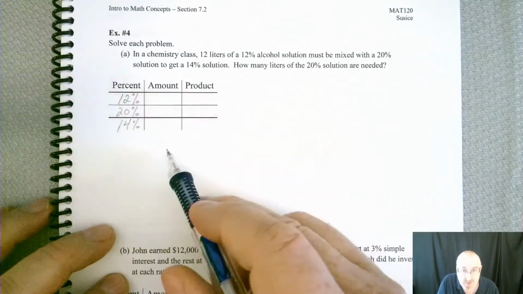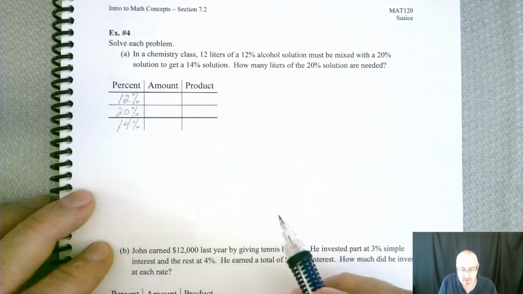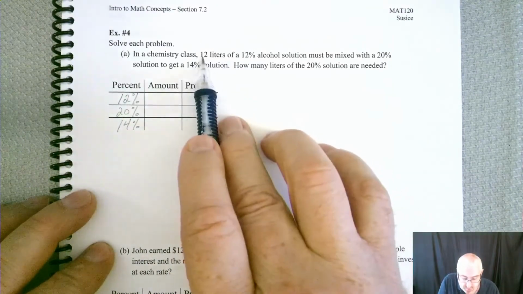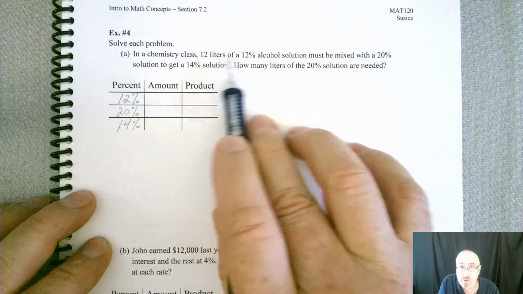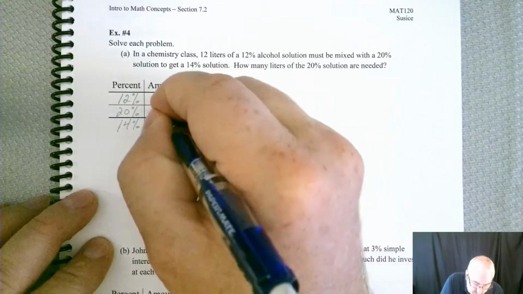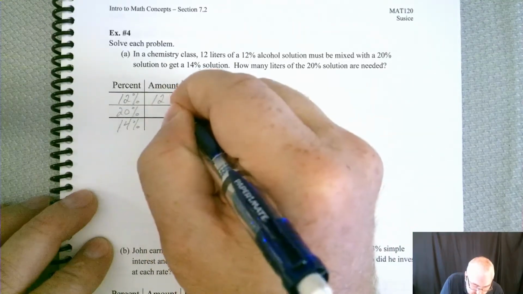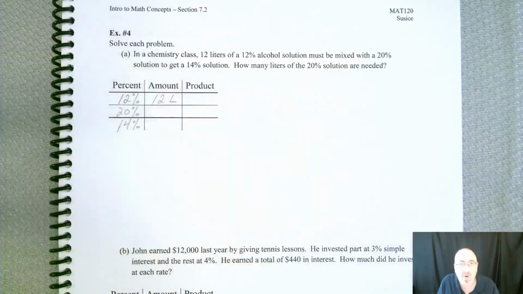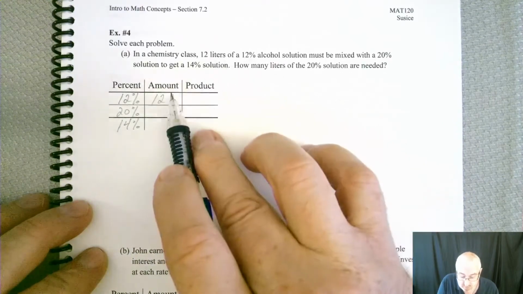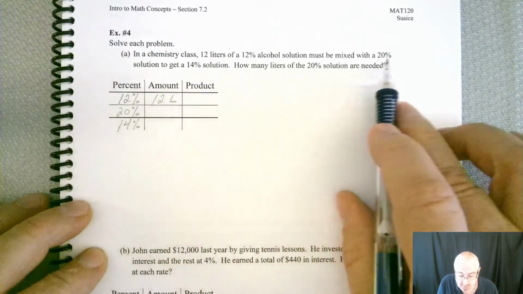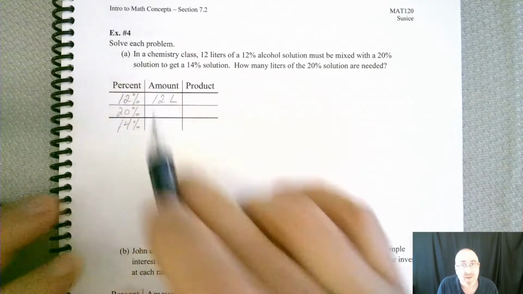Now, the amounts are a little trickier, but let's see what we got. The first one says 12 liters of a 12%. So those two go together. So I'm going to write 12. And you can put the liters in, but it's not important until the very end. That's where we want those liters to be recognized. So we got 12 in the first one. Must be mixed with a 20% solution. They don't say how much though.